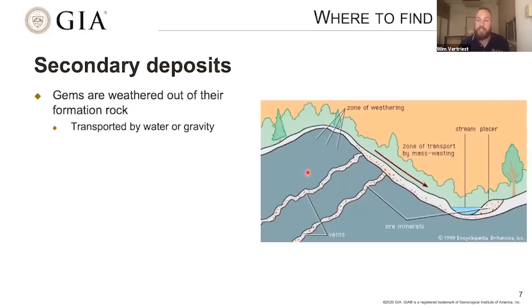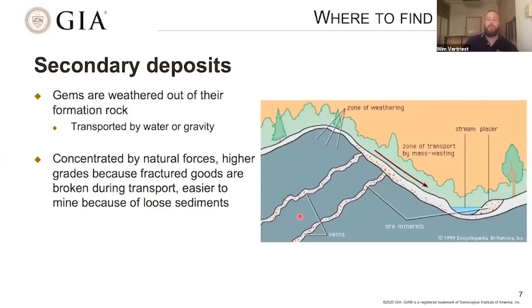And those gems are transported either by gravity, so basically rolling down the hill, or in a mudslide. But most often they are transported by water. Water is a very fluid medium, holds a lot of energy, has a lot of potential to move your gemstones. So in rivers or even beaches, that's where you can find a lot of the secondary deposits. So when you have a secondary deposit, it has some advantage that your gems are already concentrated by natural forces. So all those gems that were spread out in that original host rock are now concentrated by the water. The water or the gravity brings them all together and piles them up.